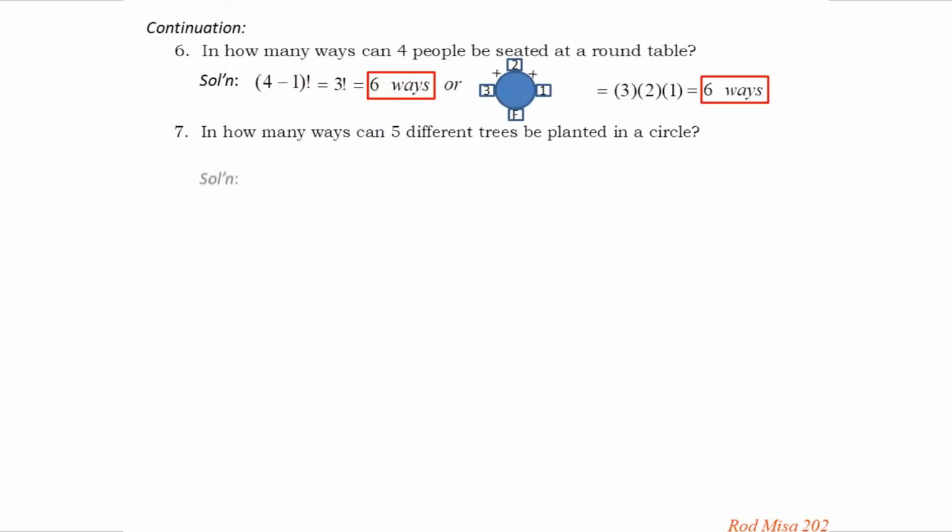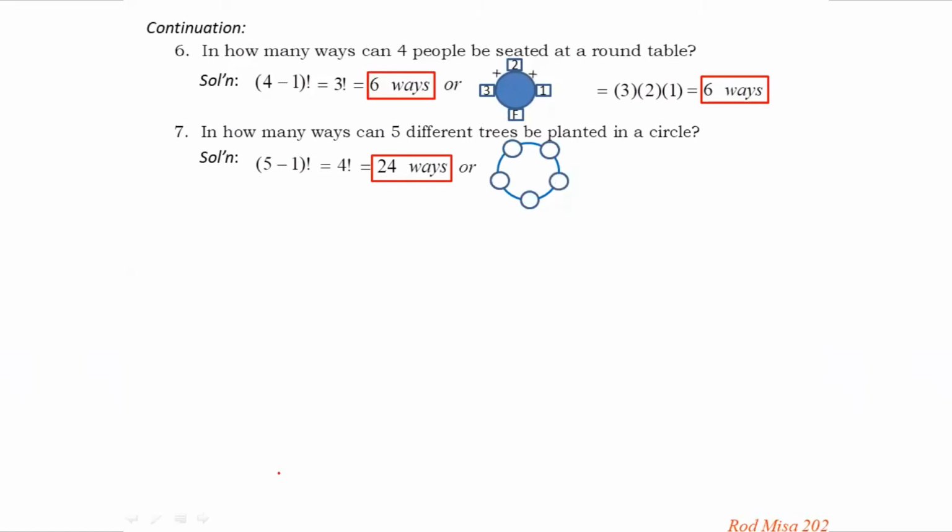Now, using our permutation theorem, this is 5 minus 1 factorial. And 5 minus 1 is 4 here. So 4 factorial, we know that's 24. Then therefore, there are 24 ways you can plant these 5 different trees in a circular pattern. But we can still use our fundamental principle of counting by drawing a circle here and then placing the 5 different spots in a circular pattern.